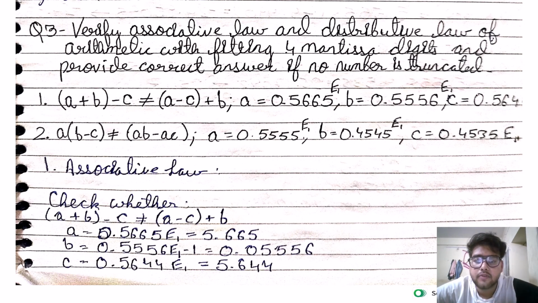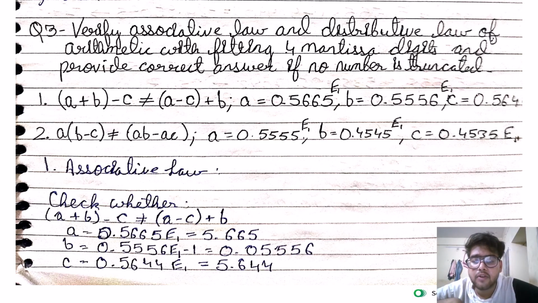The next question is: verify the associative law and distributive law of arithmetic with fitting 4 mantissa digits and provide the correct answer if no number is truncated. So first we will check the associative law in the first problem. We have to check whether (a plus b) minus c is not equal to (a minus c) plus b.